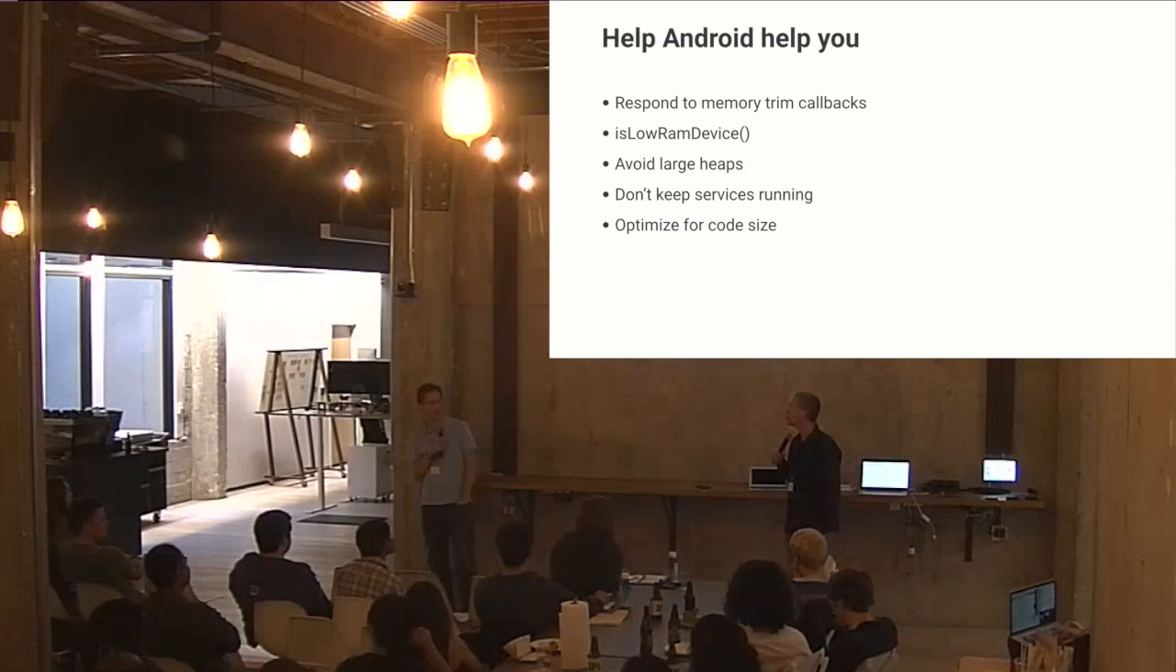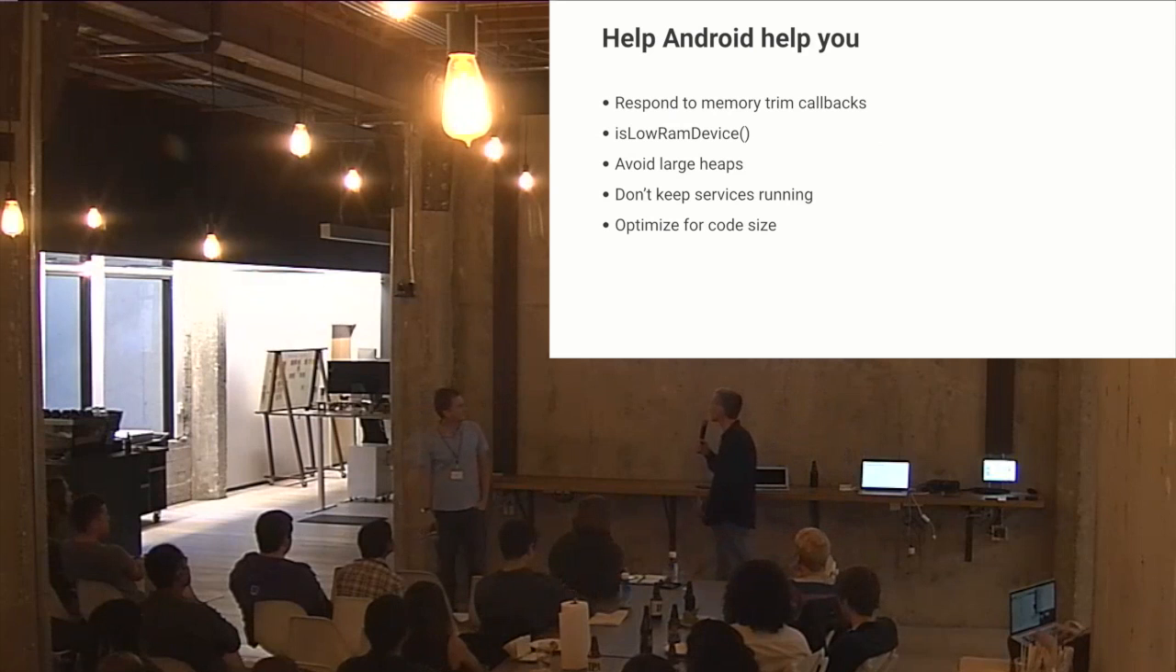Please. What's that? Please. isLowRamDevice is a method you can call to figure out whether you're actually on a limited memory device, which I believe now is 512. 512.